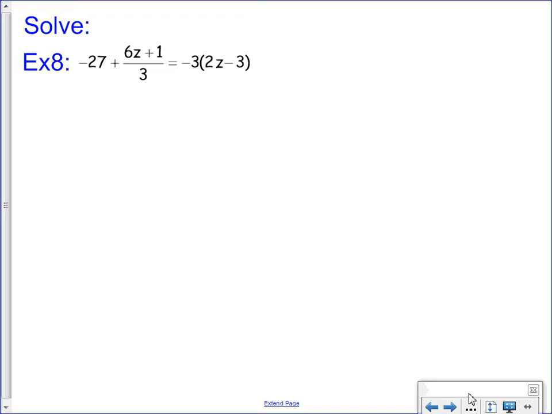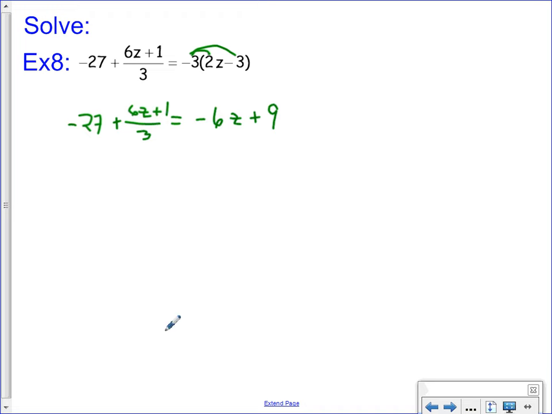What would you like to do? Distribute the negative 3 right here. Okay. Let's do it. So on this side, we're going to get negative 6z plus 9. Okay. On the other side, let's just leave it as negative 27 plus 6z, plus 1 over 3. Okay.